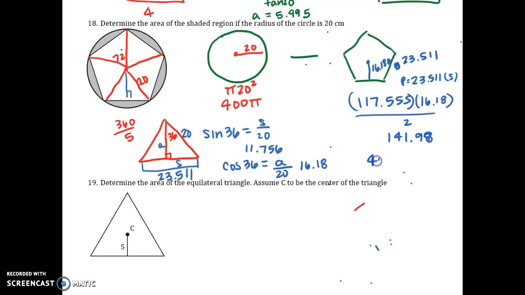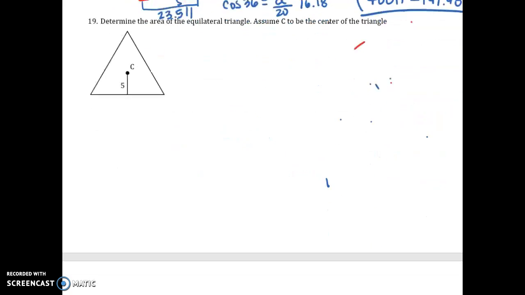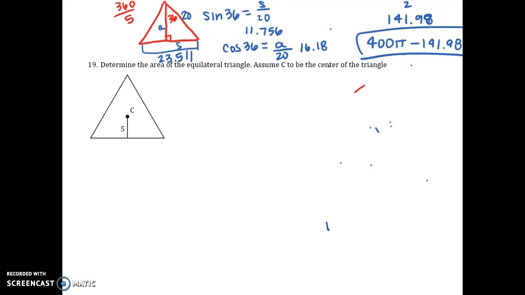In this situation, you really can't have an exact answer because you would take the 400 pi and then you would take out 141.98. Since we use trig, we can't really have an exact answer because trig is always an approximation. But we could leave it there. Or if we wanted, we could multiply by the pi and say 400 times pi and then take out the 141.98. And you get 1114.02. Either way.